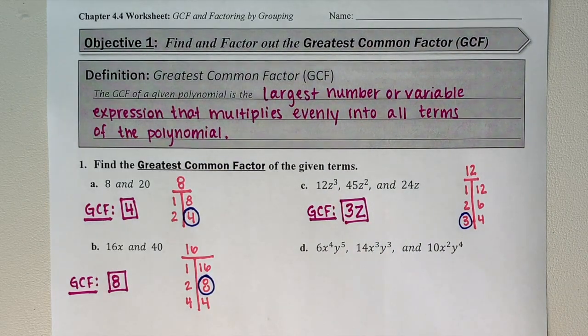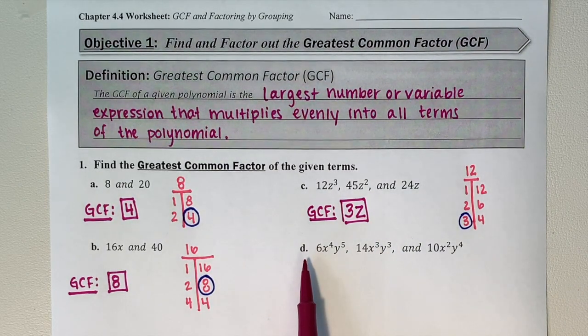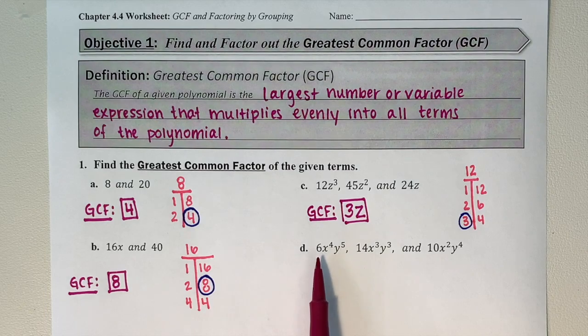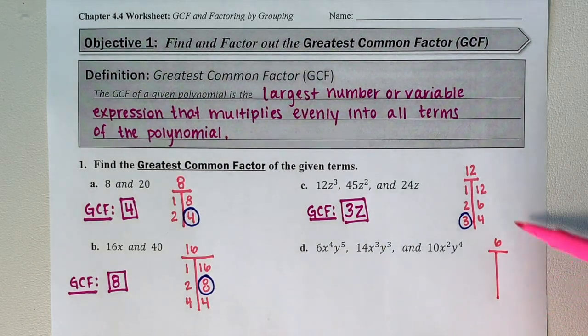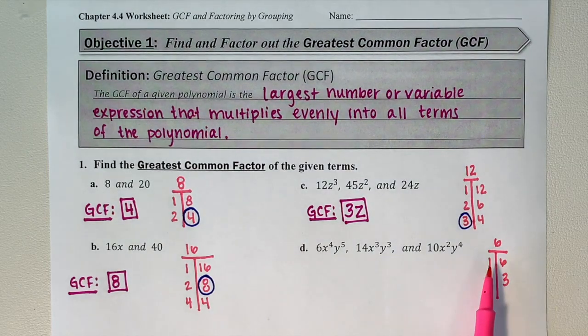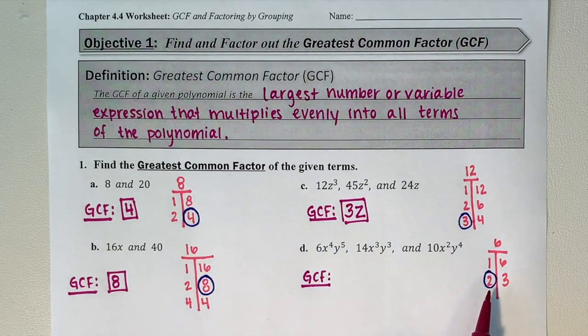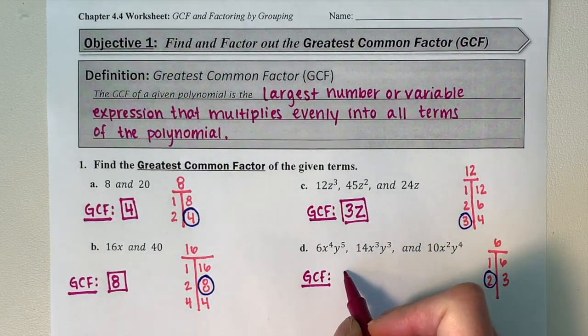To find the GCF for example D, let's start by looking at the coefficients, 6, 14, and 10. And let's pick the smallest coefficient, which is 6. And let's list the factors of 6. Now we want the greatest common factor. So what's the largest of these numbers that also multiplies into 14 and 10? That will be 2. So when we're writing our GCF, we'll start with 2.